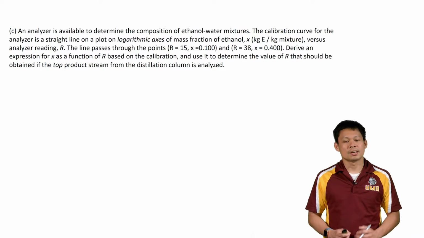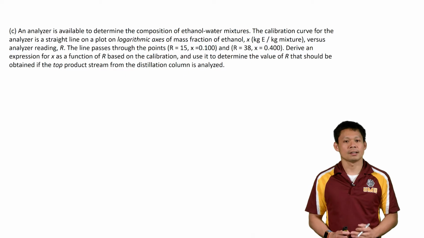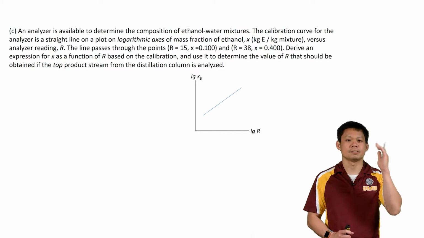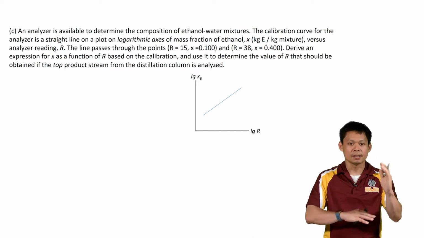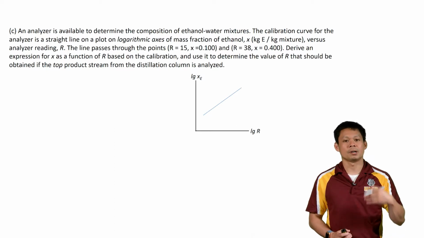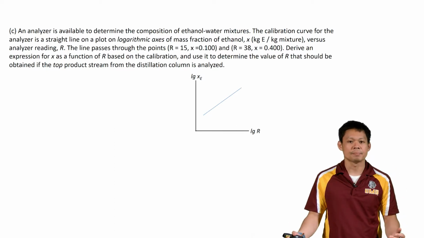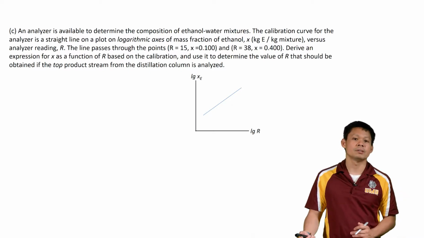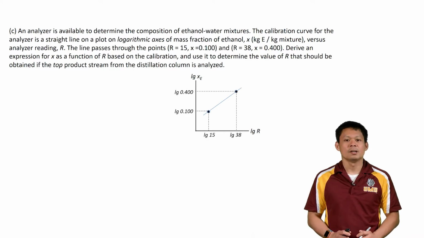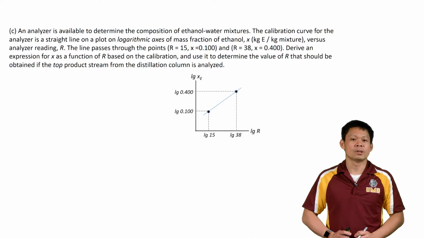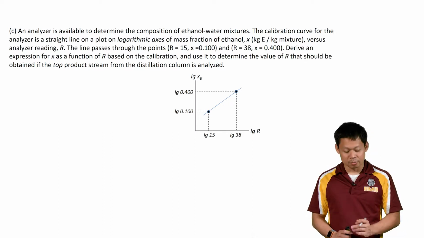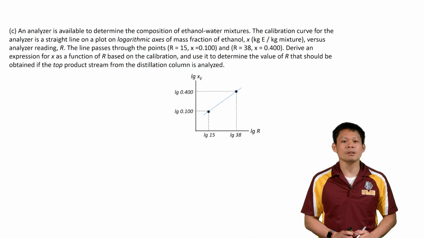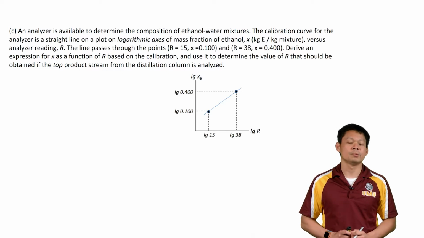So let's visualize what this calibration curve looks like. It is a log-log scale, so when we talk about the graph, we are talking about a plot of mass fraction of ethanol versus reading. They are both on the log scale, which means we are talking about the log of the mass fraction versus the log of the reading. We are told that this log-log plot is a straight line, and we are given 2 different sets of points on there. Let's put them on here. When R is equal to 15, Xe is 0.100. Because this is log scale, we need to make sure to log all the values on there. The second point is 38 and 0.400. So now, what we need to do is to develop a calibration equation.